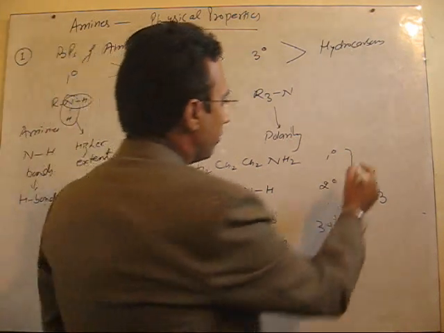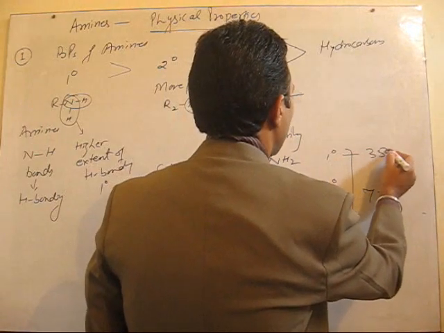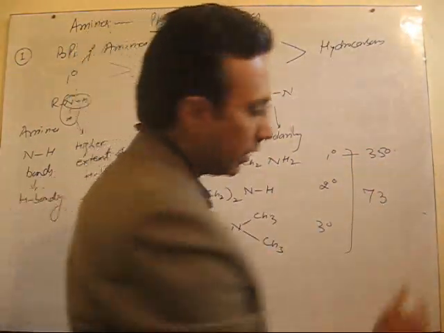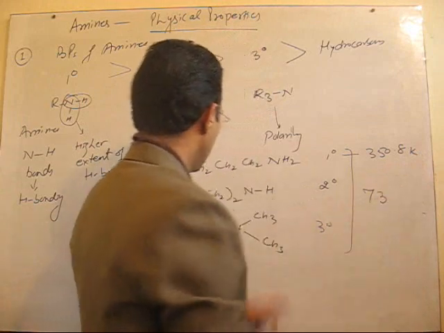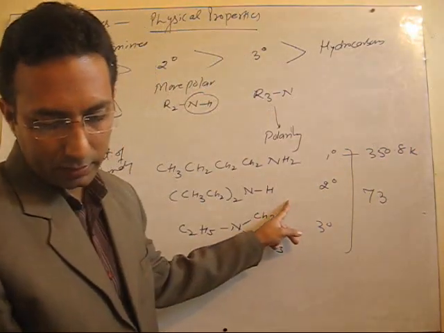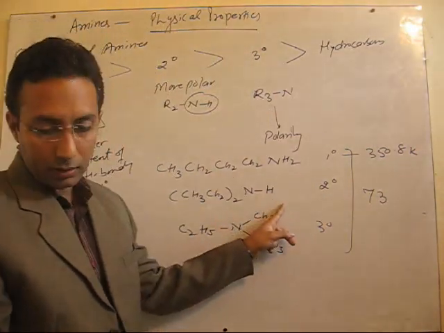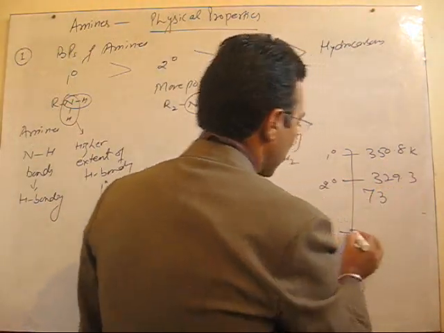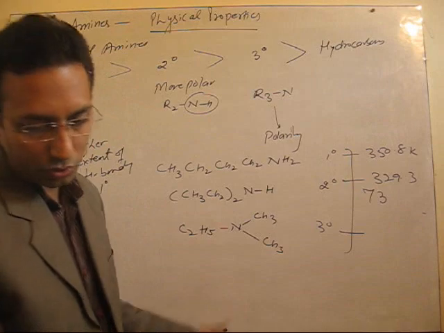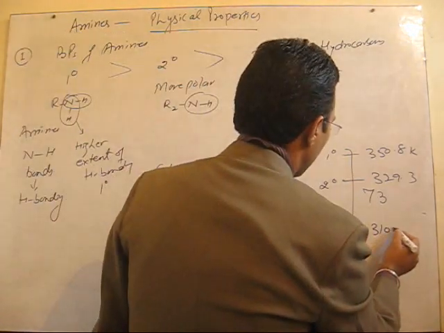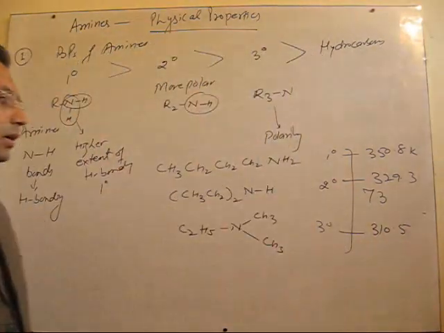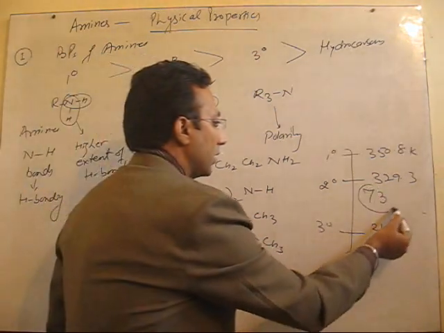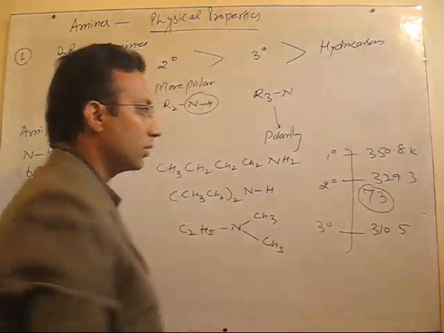The boiling point of primary is 350.8 Kelvin. Boiling point of this secondary diethylamine is 329.3, and boiling point of this tertiary is 310.5. Right? So this is their molecular mass, which is same because all of them are isomers.